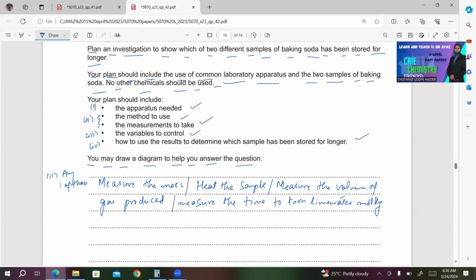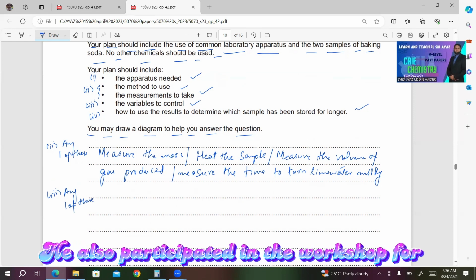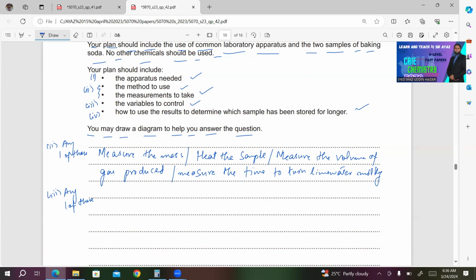Now, what about the variables to control? What do you have to control? Number 3. So you can have any one of these. You must have the same mass. You have to start with the same mass. You must calculate the change in mass or the volume produced. When you are heating, you have to heat it for the same length of time, or to the same constant temperature, or heat the constant mass.